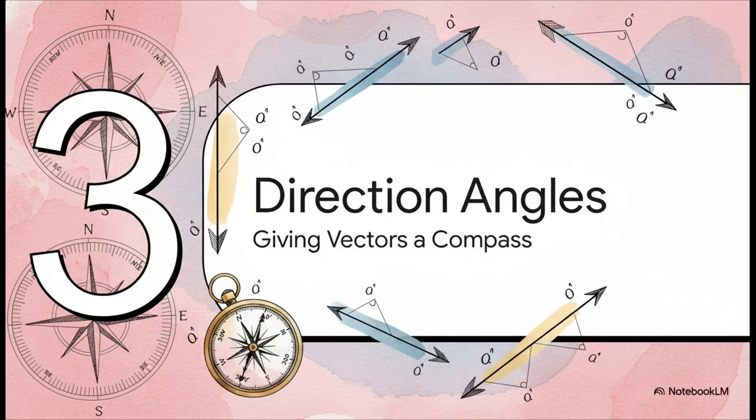Okay, so that's one way to handle direction, but there's another really powerful tool in our toolkit: using angles. This is kind of like giving our vector its own personal compass.